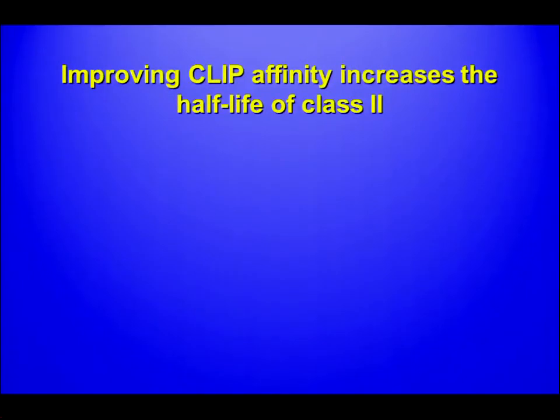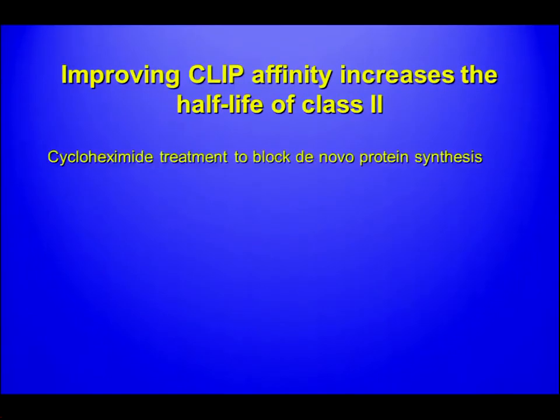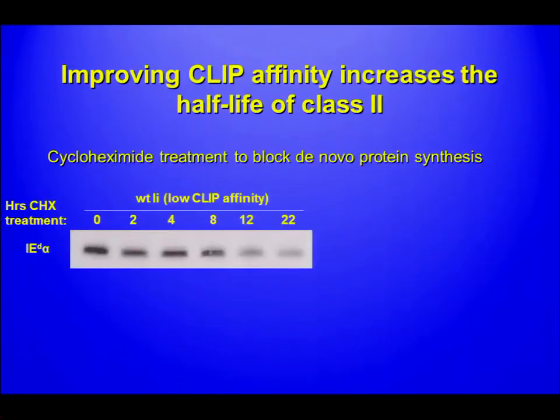Another consequence is that the half-life of class 2 molecules is longer if you have better CLIP affinity. And remember, the disease-associated alleles have poor CLIP affinity. So I'll just show you her experiment. This is with an allele that has low affinity, and this is a Western blot where we've blocked new protein synthesis, and we're looking at the class 2 molecule over time after we block new synthesis, so we really are looking at turnover in a simple assay with a Western blot.